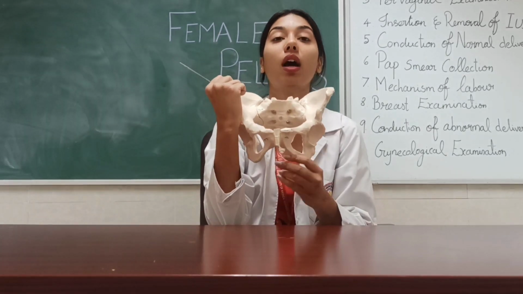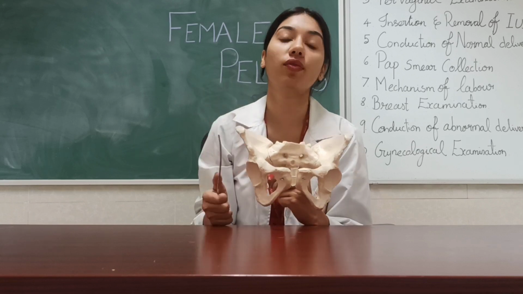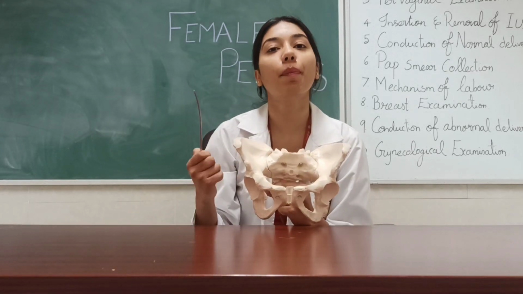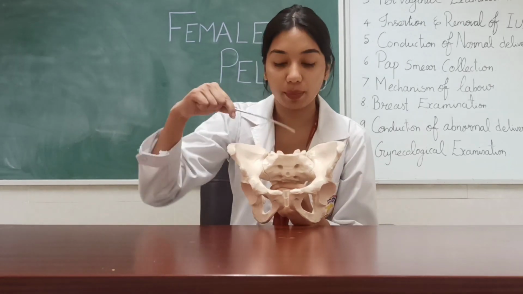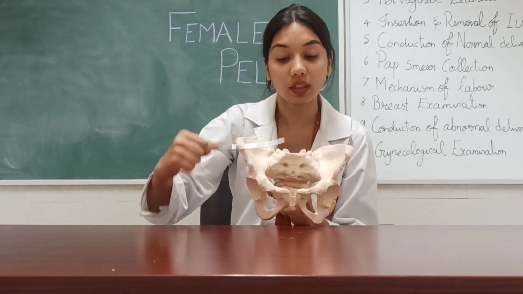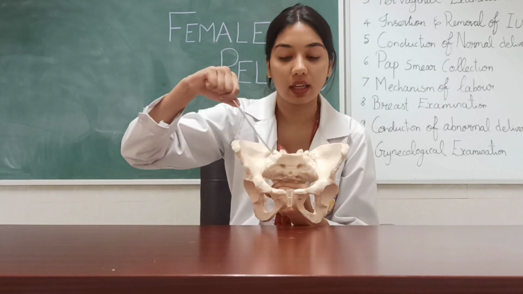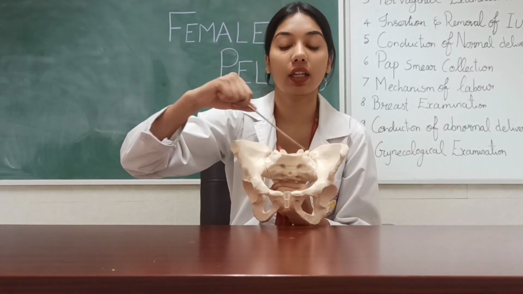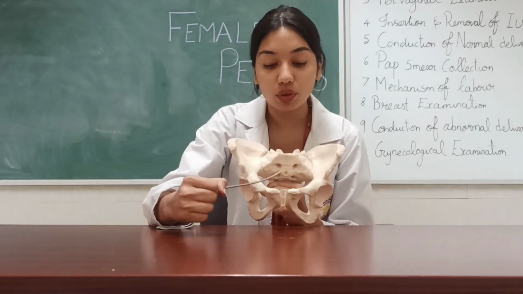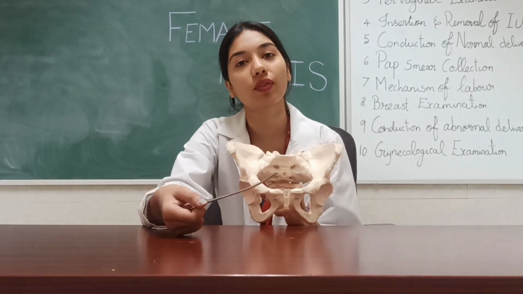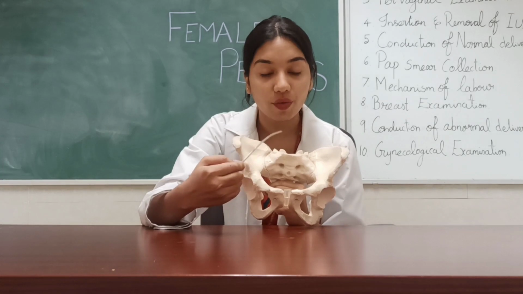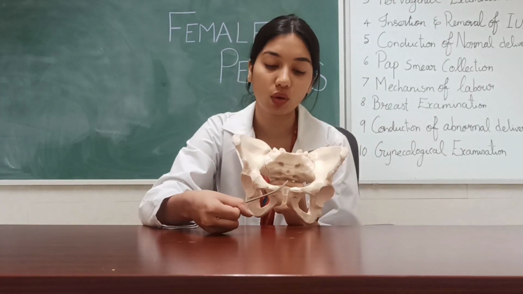We are going to learn about the diameters of the pelvis. The pelvic inlet has three types of diameters: the anteroposterior diameter, the transverse diameter, and the oblique diameter. The anteroposterior diameter has three types of diameters. What are these three types of diameters? First one is the anatomical conjugate.